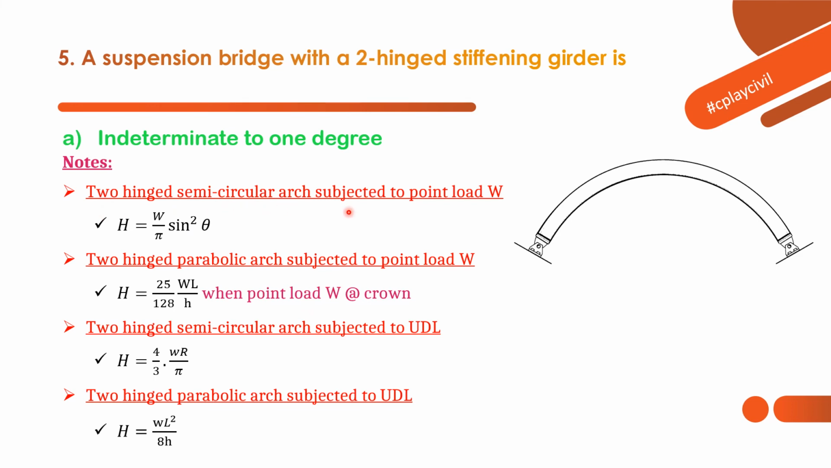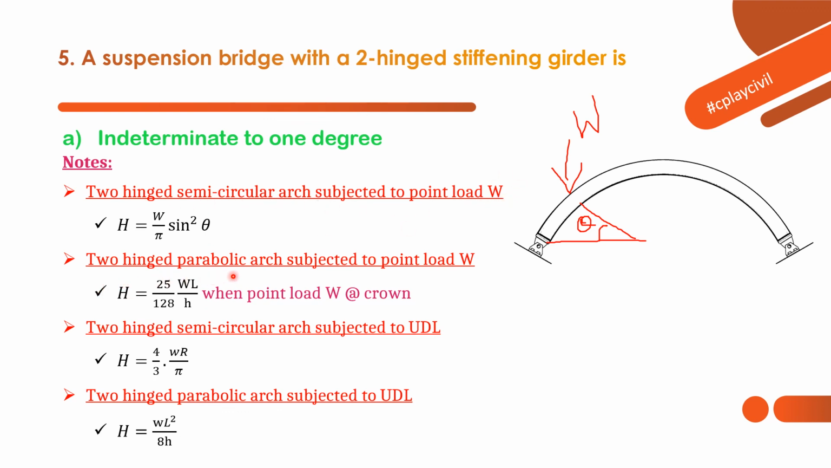For a two-hinged semicircular arch subjected to a point load W anywhere, what is the horizontal reaction? That is given by W by 5 sine square theta. For example, say a point load is acting here and this arch is a semicircle, then the horizontal reaction is given by W by 5 sine square theta, when the two-hinged semicircular arch is subjected to a point load.